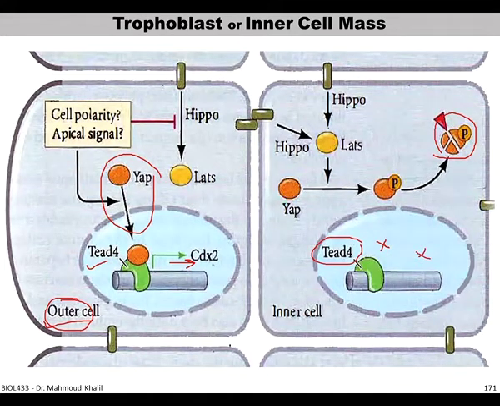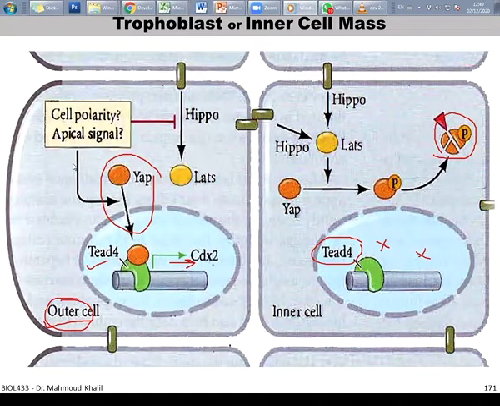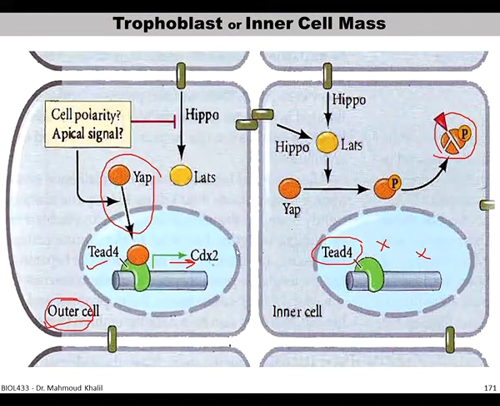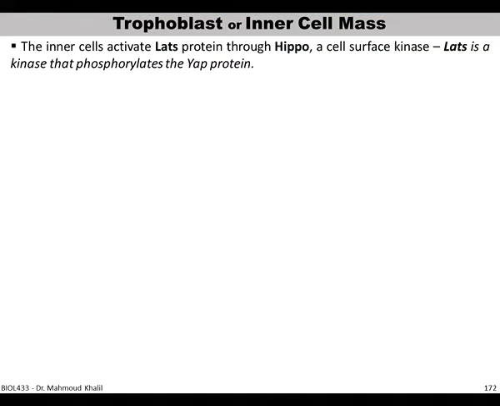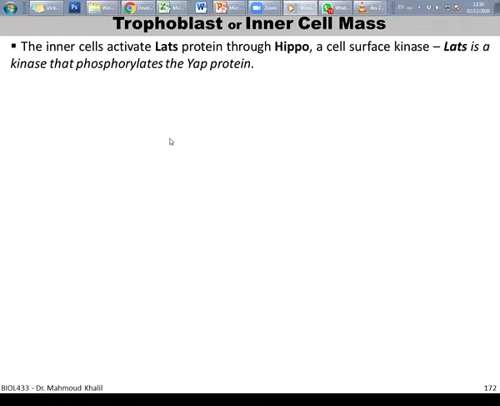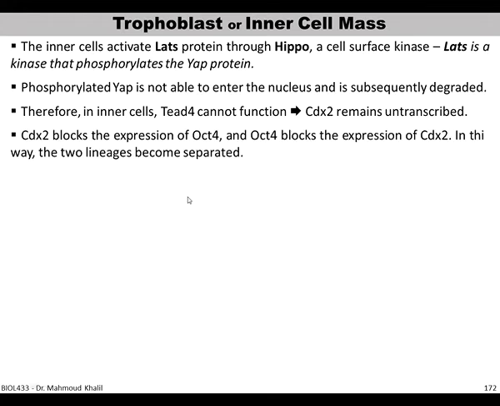CDX2 blocks the expression of OCT4, and OCT4 blocks the expression of CDX2. So basically, if CDX2 is expressed, the cell will fate to a trophectoderm. While if the CDX2 is blocked, the cell will fate to an inner cell mass. In this way, the two lineages become separated, the two lineages of trophoblast and inner cell mass.